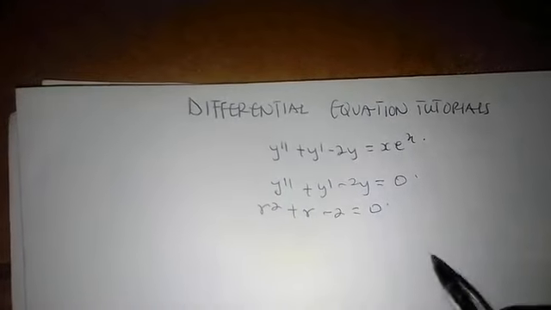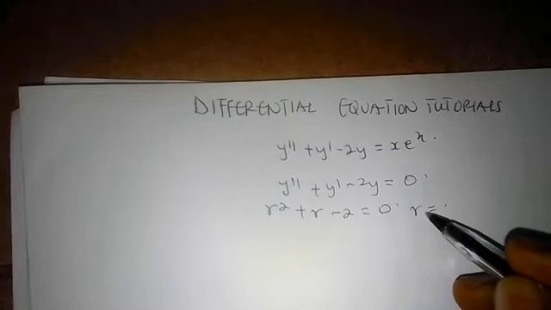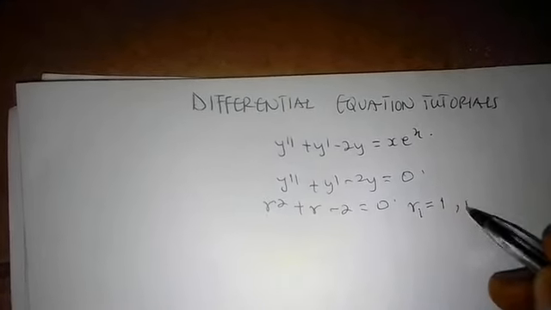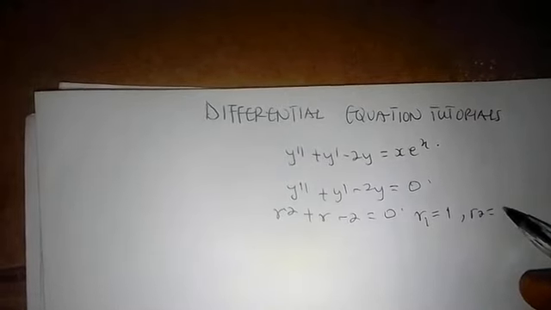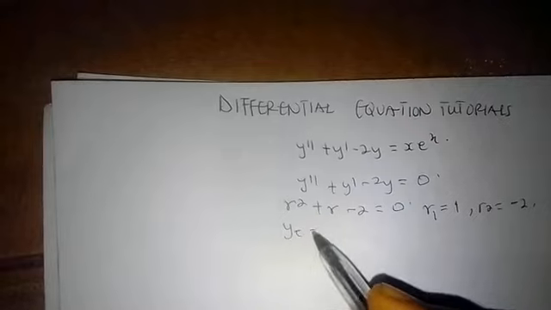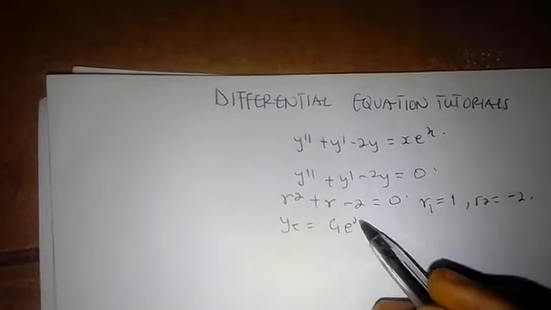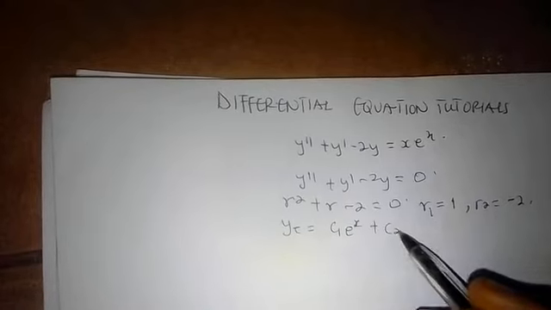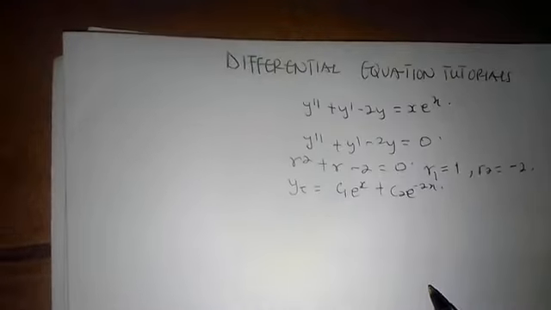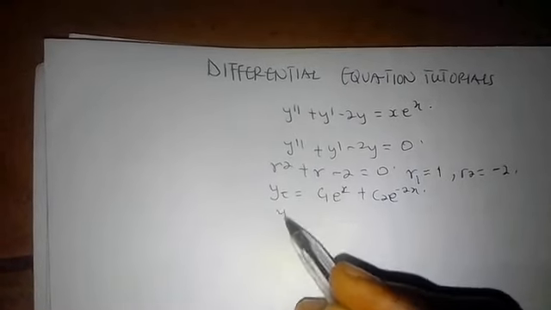So what are the values of r1? After simplification, you get r1 equal to 1 and r2 equal to -2. So our complementary solution yc will be equal to c1 e^x + c2 e^(-2x). Once you get this, you are left to find the particular solution.